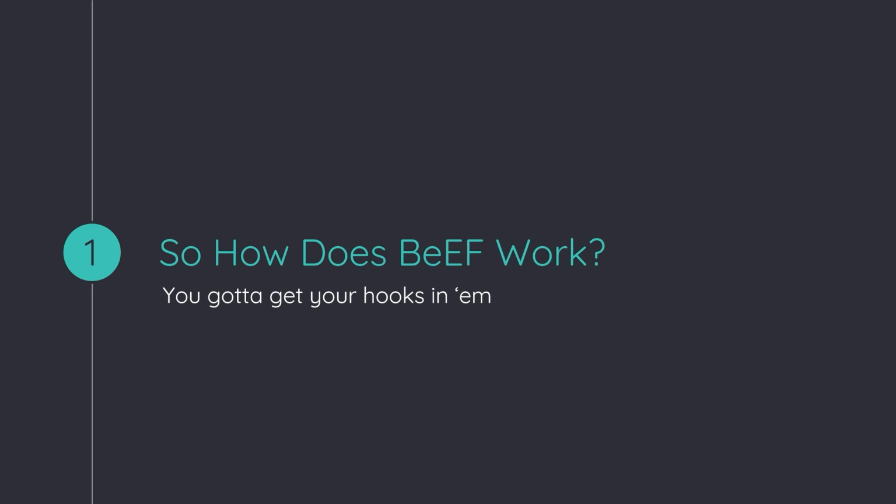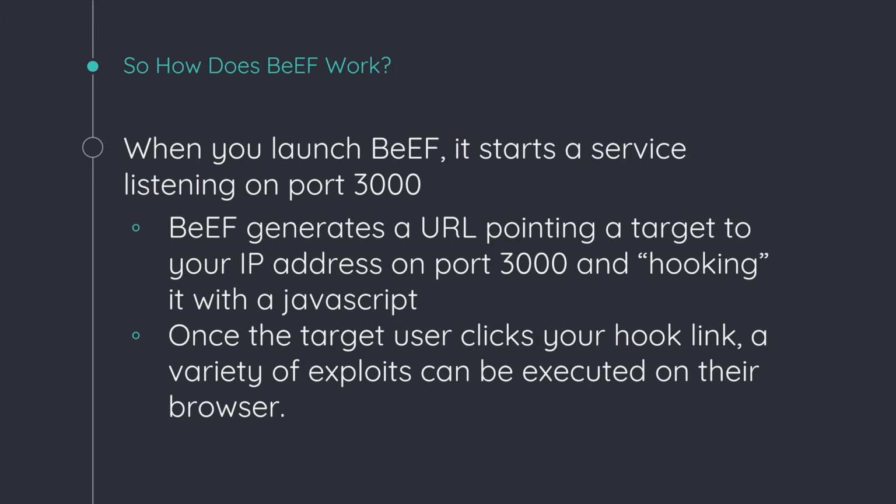So, how does Beef work? When you launch Beef, it starts a service listening on port 3000. The Beef control panel will generate a URL pointing the target to an IP address on port 3000 and hooking it with a JavaScript. Once the target user clicks on your hook link that points to your computer on port 3000, a variety of exploits can be executed on the browser.